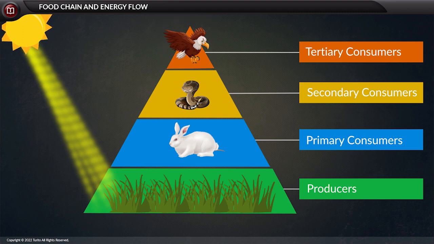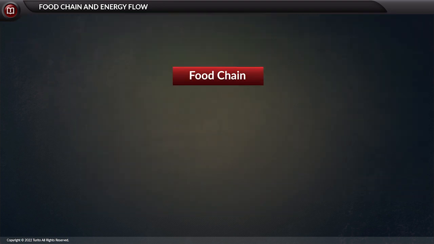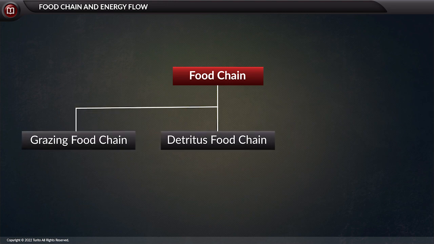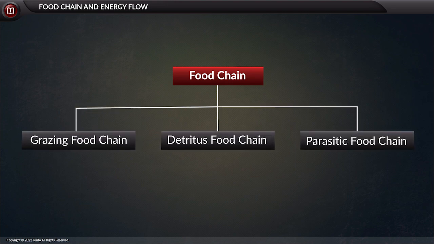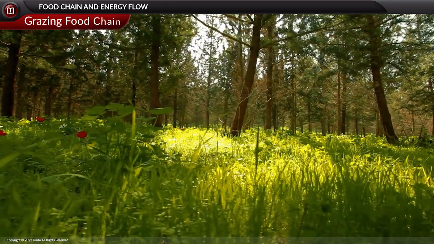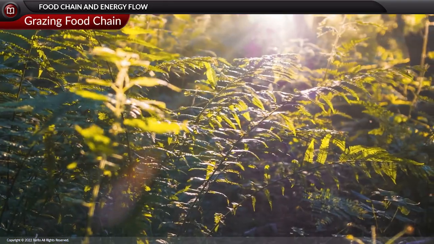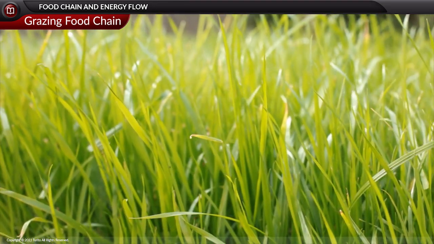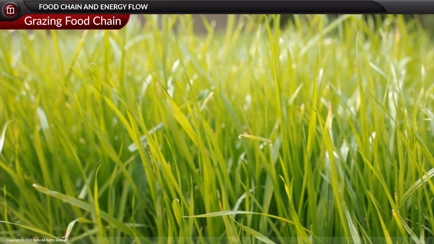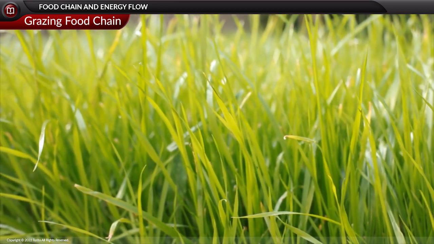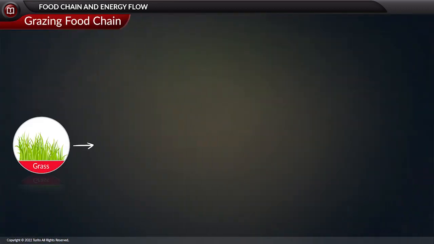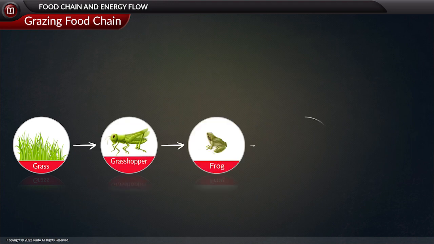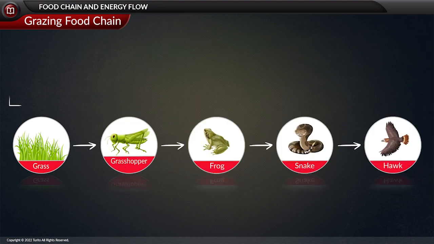Based on the donors and recipients of energy in an ecosystem, the food chains are basically of three types: grazing food chain, detritus food chain, and parasitic food chain. A grazing food chain begins with producers, like small plants or grass, and ends with a tertiary consumer, or quaternary consumers.